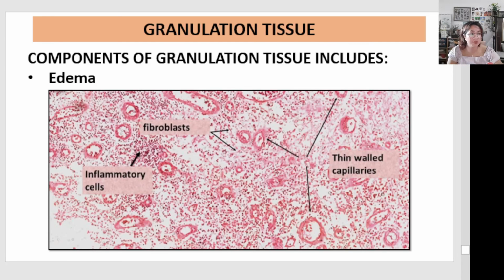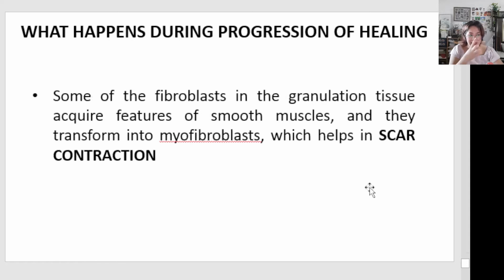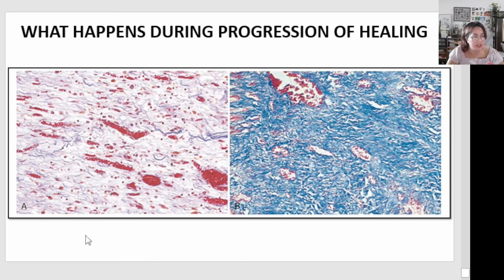So, what happens during progression of healing? Progressively, there is a decrease in fibroblast proliferation, decrease in blood vessel formation, increased ECM deposition, and increased collagen synthesis, which all result to scar formation. So, some of the fibroblasts in the granulation tissue acquire features of smooth muscles and they transform into myofibroblasts, which helps in scar contraction. So, over here we can see the comparison between a mature and immature granulation tissue.